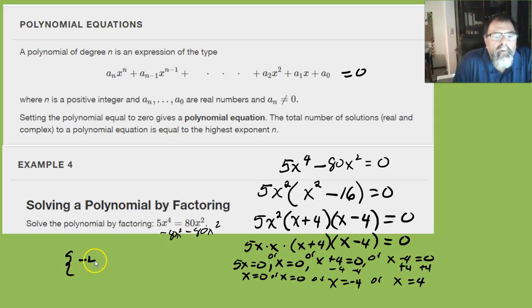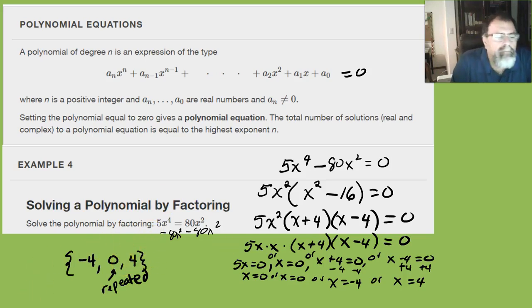So typically when we write the solution set, we don't write repeats. We just write each unique solution. So negative 4, 0, and then 4, those are all. So 0 is a repeated solution, and that gives us the total of 4. So we got 1, 2, 3, 4 solutions, but we just have 3 unique solutions. So when you write the solution set, you just put the unique solutions.